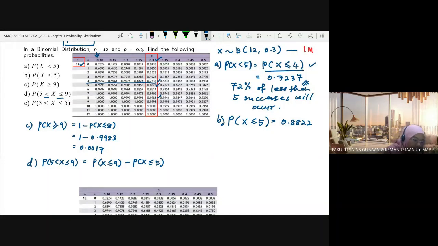So this will be what? Less than or equal to 9 is 0.9998 minus less than or equal to 5 is 0.8822. Okay, so what is the answer?